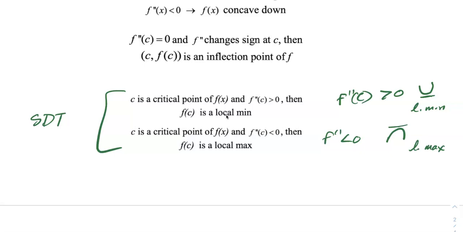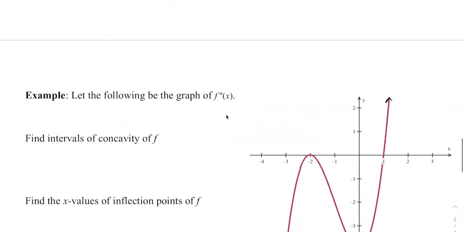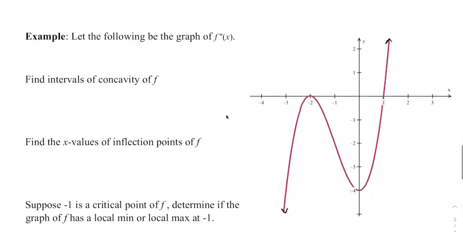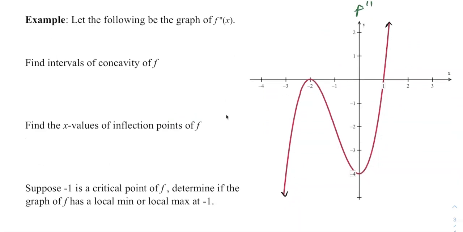Okay, let's do a quick example. This is the graph of f double prime. It wants to find the concavity, so concave up and concave down. Same idea. Know your definitions. Concave up is where the second derivative is greater than 0. So literally where the second derivative is positive. We have the second derivative, so where is it positive? From 1 to infinity.